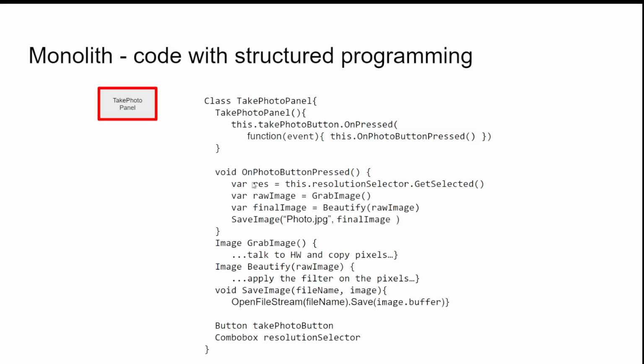In this on photo button pressed function, we do something very similar, but look here: in the second and third lines of this function, we don't talk to the hardware directly, or run the algorithm directly here, but these are also delegated to sub functions, the grab image and beautify functions. And then we also have the same save image, which was also delegated into another function.